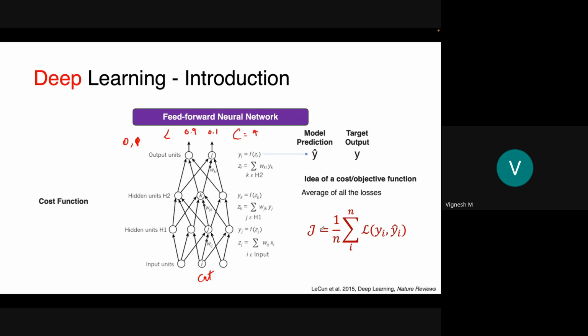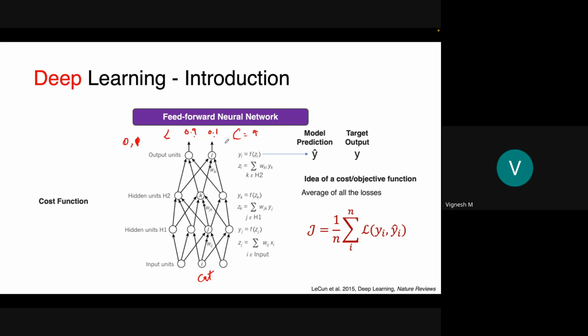And then the sum over all these individual nodes will be your cost, because that tells you how far the network is from what it should be predicting. In this case, it's supposed to output 0, 1, but it's outputting something like 0.9, 0.1. So that's going to be your cost.